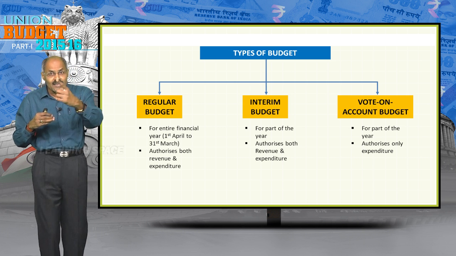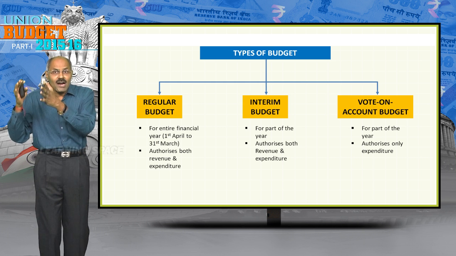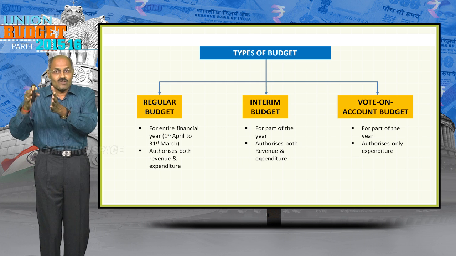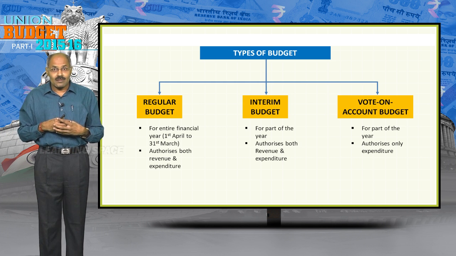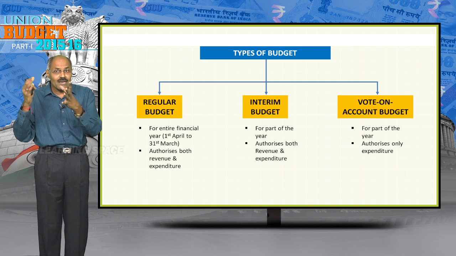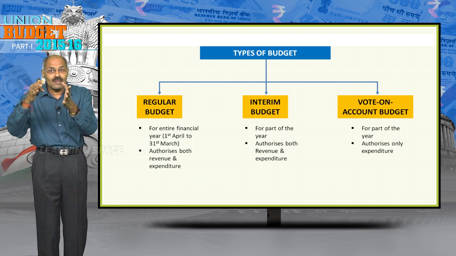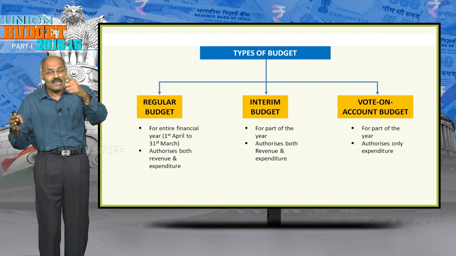Second point is interim budget. If the budget is presented for part of the year, maybe for 3 months or 4 months, that is interim budget. If the elections are due in the month of May, normally budget is presented for the first 3 months or 4 months of financial year. That is interim budget.